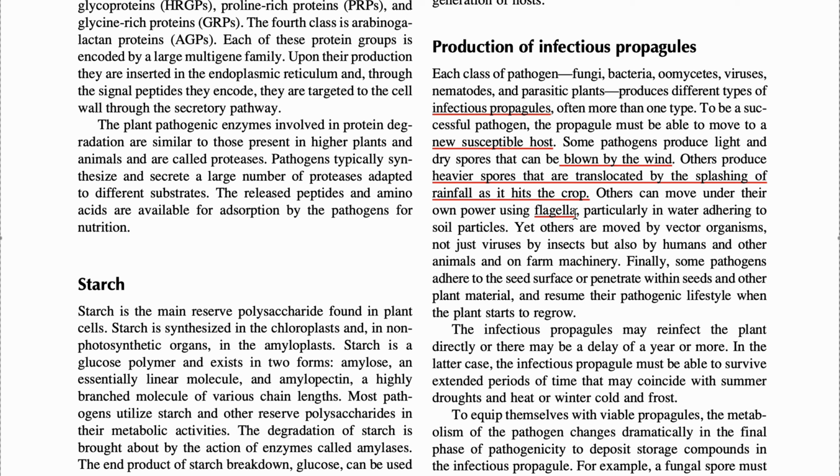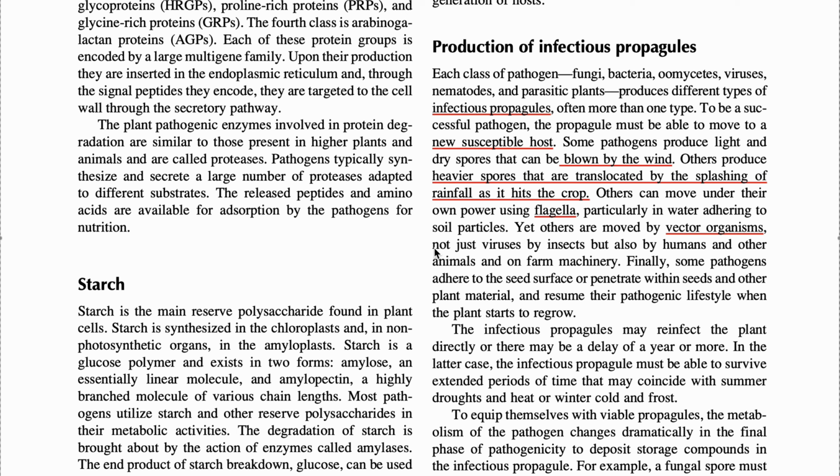Where do we see flagella? Mainly in bacteria, right? But there are also some viruses, there are also some fungi or oomycete where we get to see flagella, particularly in water adhering to soil particles. Yet others are moved by vector organism. Which type of pathogens are moved by vector organism? They are mainly viruses, right?